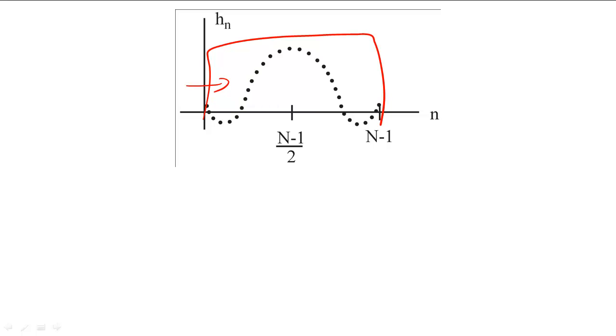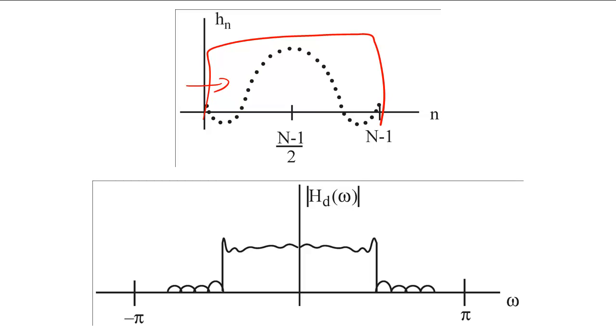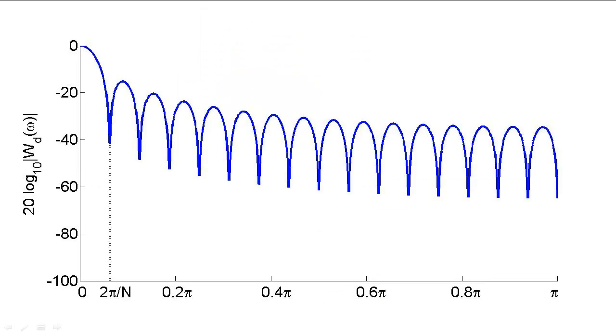If we truncate the filter coefficients to N samples with a rectangular window, then the frequency response of the filter will develop a set of ripples. These ripples lower the resolution of the system, so we want to reduce the height and width of these ripples as much as possible. If we take a closer look at the system, we see that the width of the main lobe is 2π over capital N, and that the height of the first side lobe is 13 decibels smaller than the main lobe.